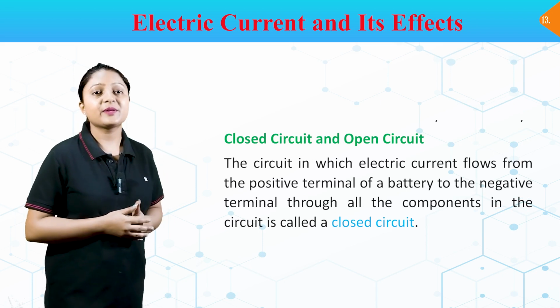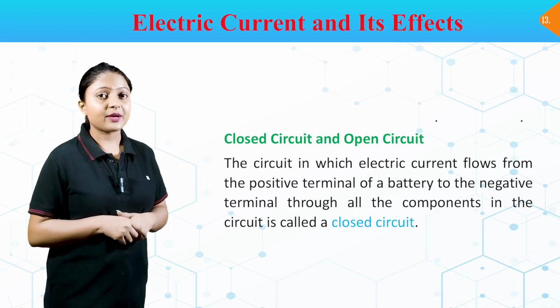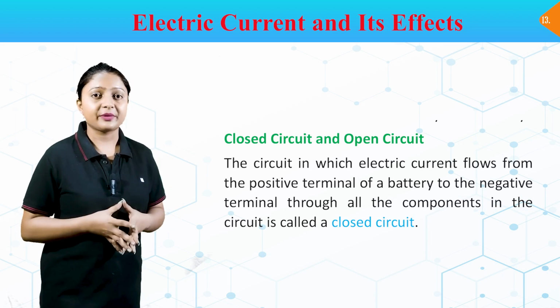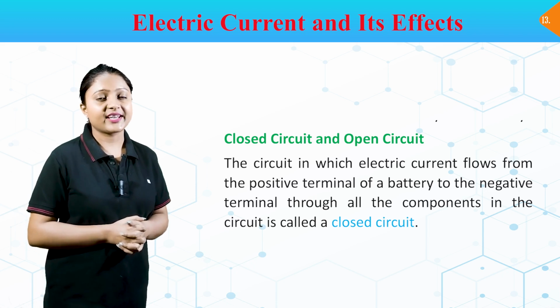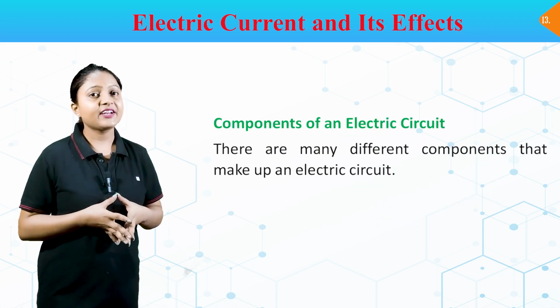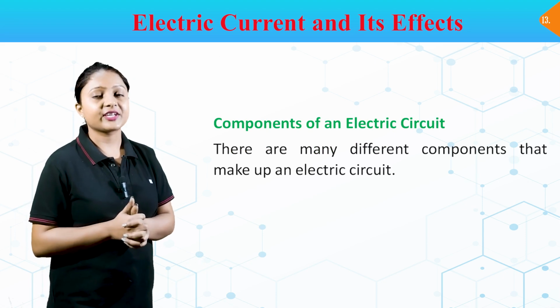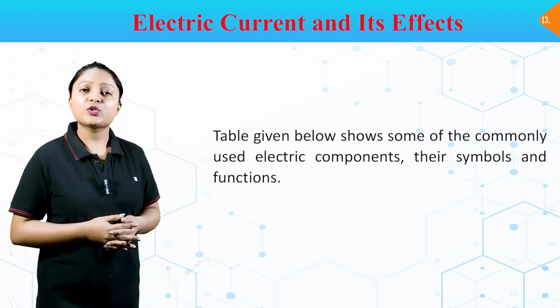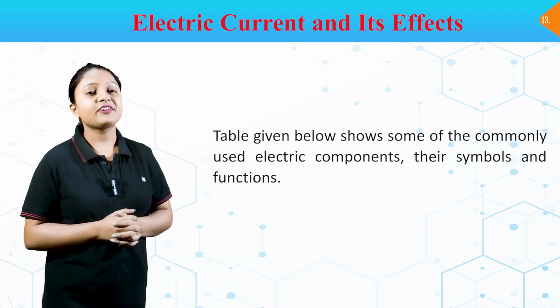Closed circuit and open circuit. The circuit in which electric current flows from the positive terminal of a battery to the negative terminal through all the components in the circuit is called a closed circuit. Components of an electric circuit. There are many different components that make up an electric circuit. Table given below shows some of the commonly used electric components, their symbols and functions.